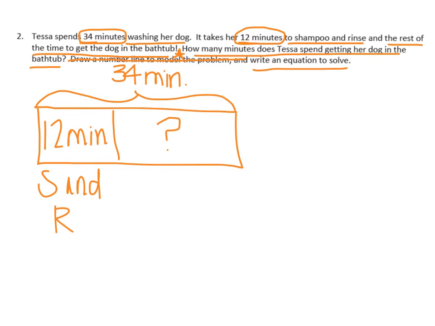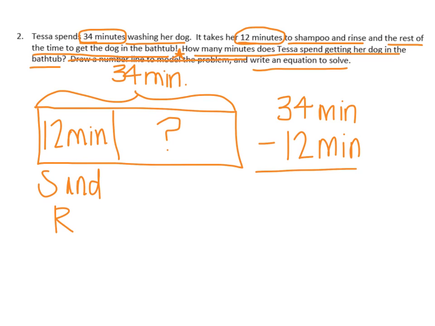So if I'm given the total, but I'm missing a piece of my tape diagram, what math operation do you think I'm going to have to use here? If you answered subtraction, you're correct. So I'm going to take 34 minutes and subtract 12 minutes. Go ahead and solve. Don't forget to put your answer in a statement. Pause the video while you work and replay when you are ready.